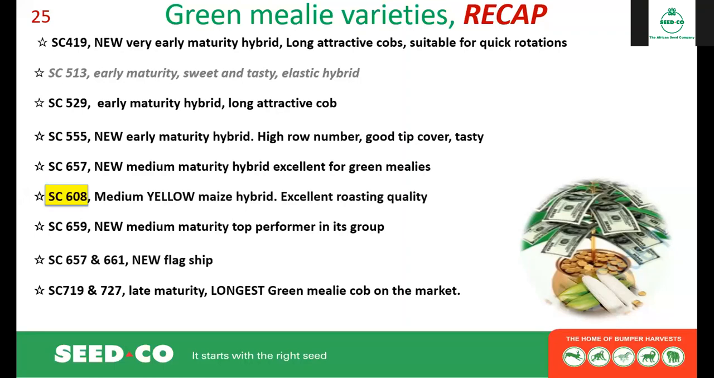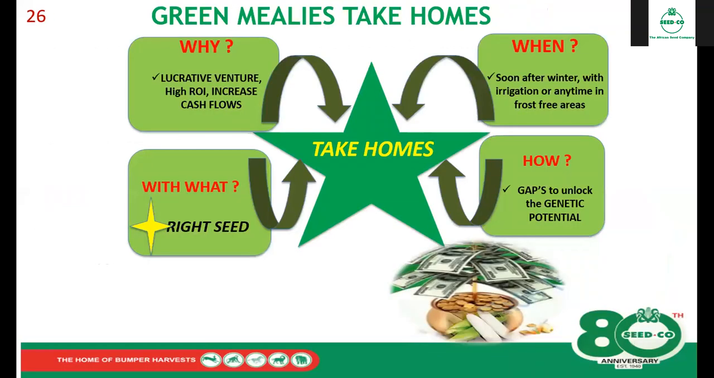So we have SC529, SC555 in the early maturing varieties, 657 there, and we also have the yellow with a difference, which has been termed the firecracker because it has good roasting qualities, SC608, SC659 is the other one. Then we also have the new flagships that were launched this year, 657 and 661. Then we have in the late maturing varieties, SC719 and 727, which give us the longest green mealie cobs desired on the market. So in conclusion, the take home message, why green mealie?